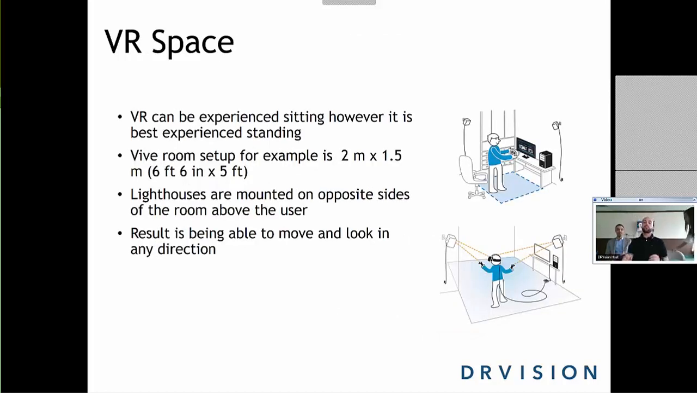So VR space, typically you can use everything sitting down, but typically you want to be able to stand up, interact with the data, and get more involved. So typical setup, you'll see our setup behind us. It's about 6 by 6, and you're able to move around in any direction, and it tracks exactly where your head's looking at. It's super intuitive.